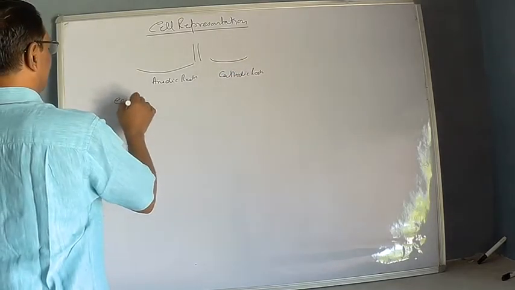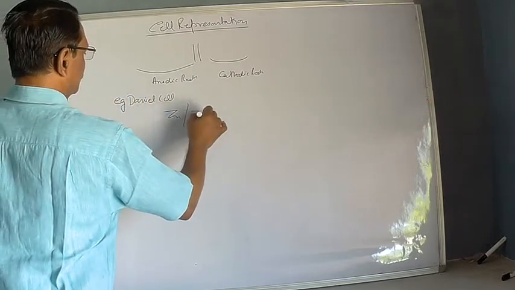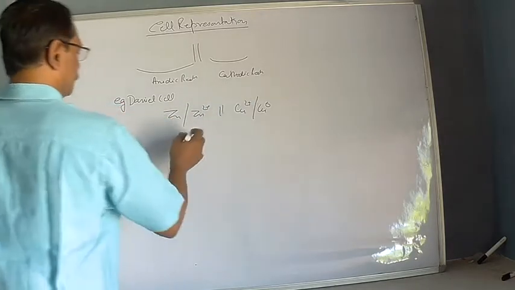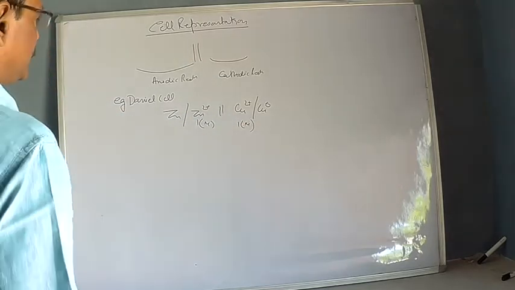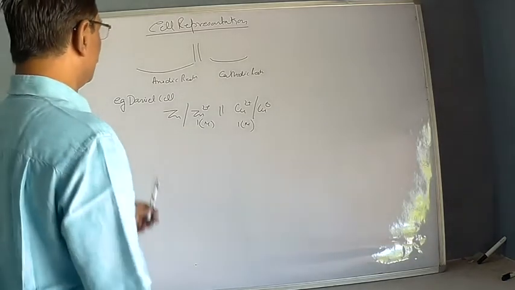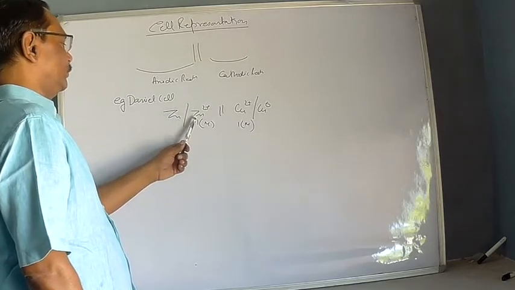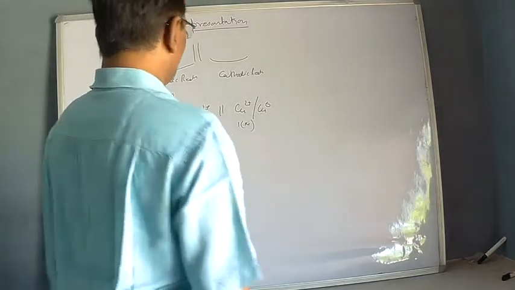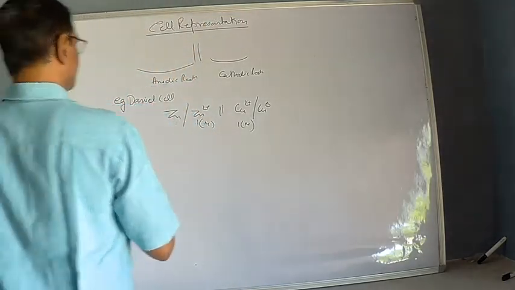Let us take example of Daniel cell. Zn | Zn2+ || Cu2+ | Cu. Concentration of the electrolyte is taken as 1 molar. With the help of this cell representation, we understand that if you prepare a cell where Zn will be getting oxidized, Zn giving us Zn2+, and copper will be getting reduced, Cu2+ giving me Cu0, and the concentration of both the electrolytes are 1 molar. So this is the way you represent a cell.